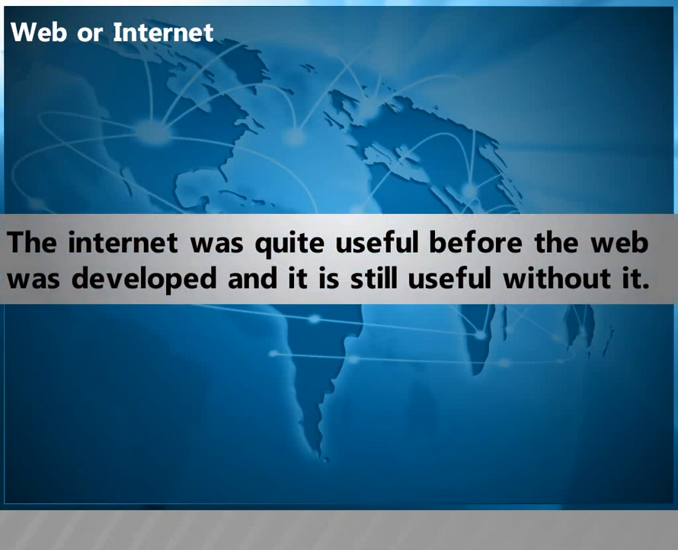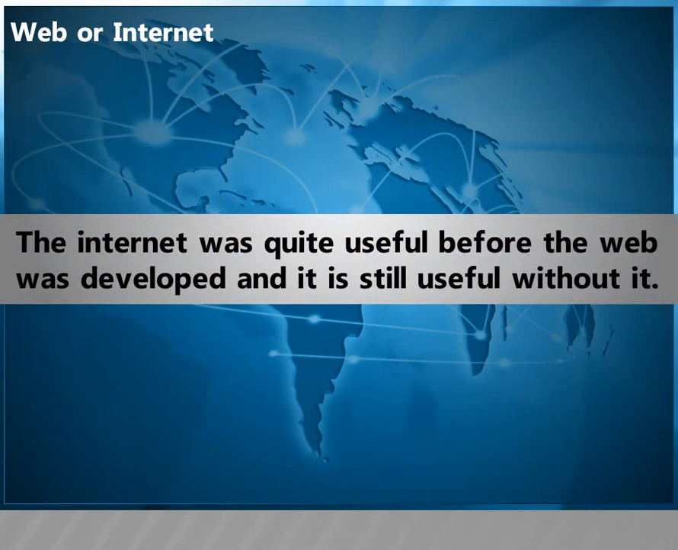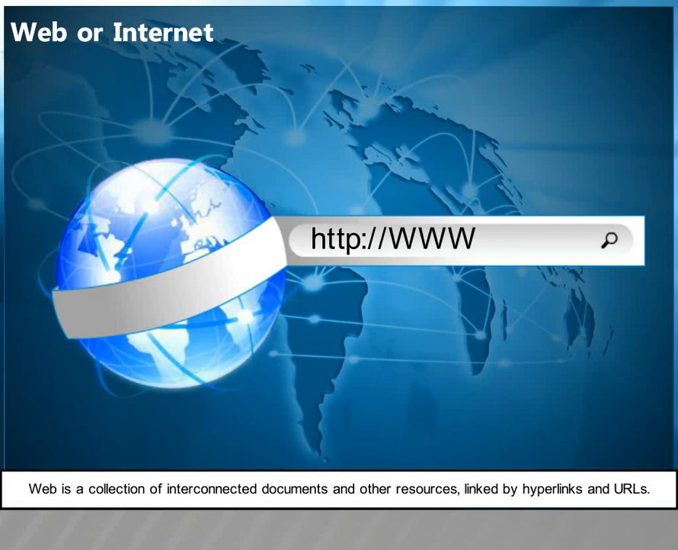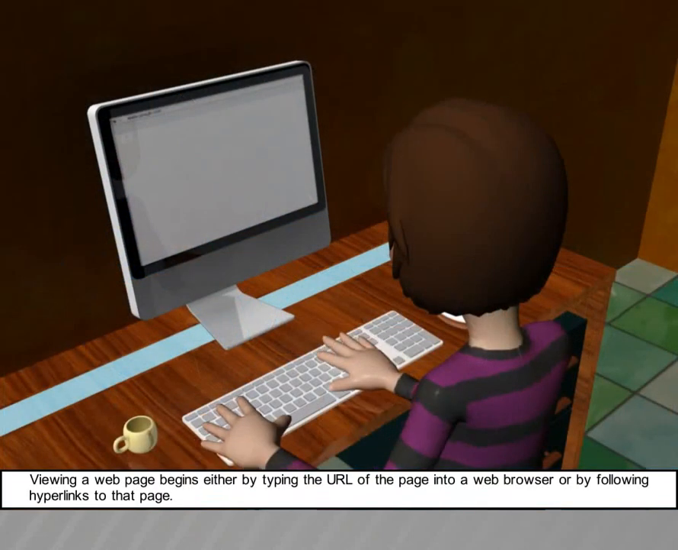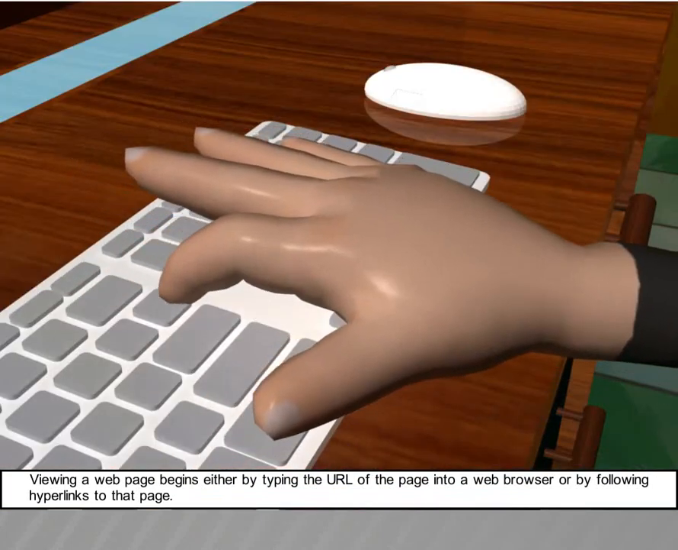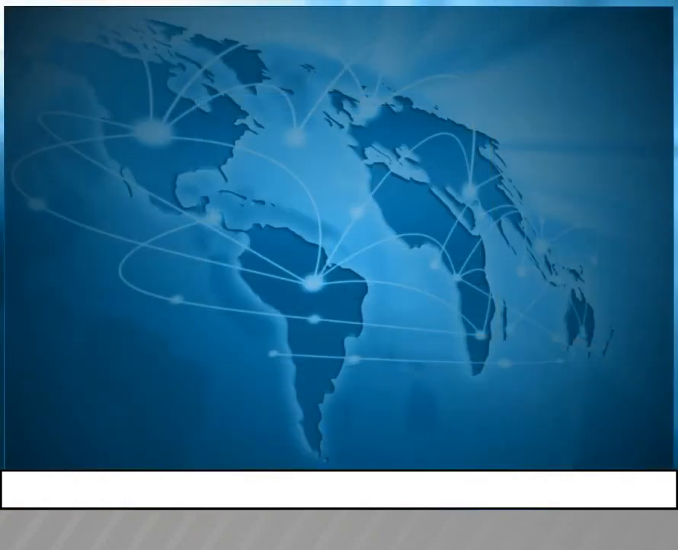The Internet was quite useful before the web was developed, and it is still useful without it. The web is a collection of interconnected documents and other resources linked by hyperlinks and URLs. Thus, in short, the web is an application running on the Internet. Viewing a web page begins either by typing the URL of the page into a web browser or by following hyperlinks to that page. World Wide Web, WWW.